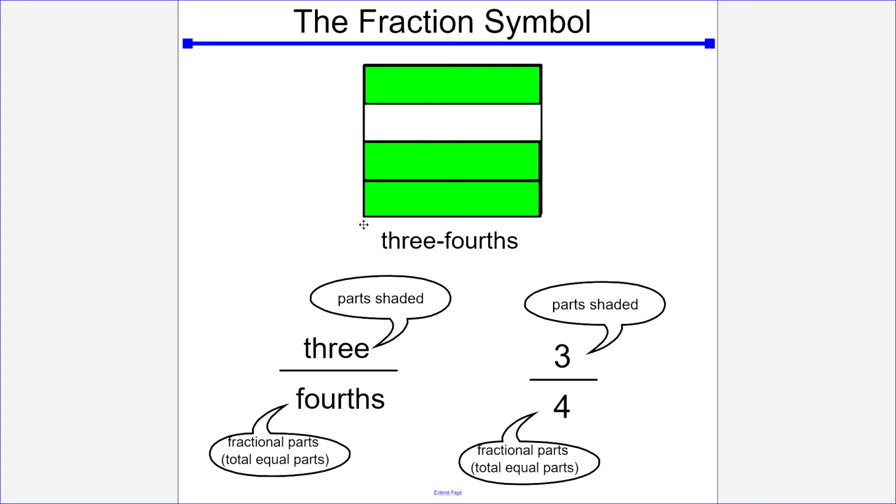Here you can see we have the fraction 3/4. There are 4 total parts, and 3 of them are selected or shaded green. So I would write this fraction using my fraction symbol, with the 3, the number of parts shaded on top, and 4ths, the number of fractional parts, on the bottom. But usually we would use numbers. 3, the number of shaded parts on top, the numerator, and 4ths, or represented by a 4, on the bottom, the denominator. This fraction shows 3/4.